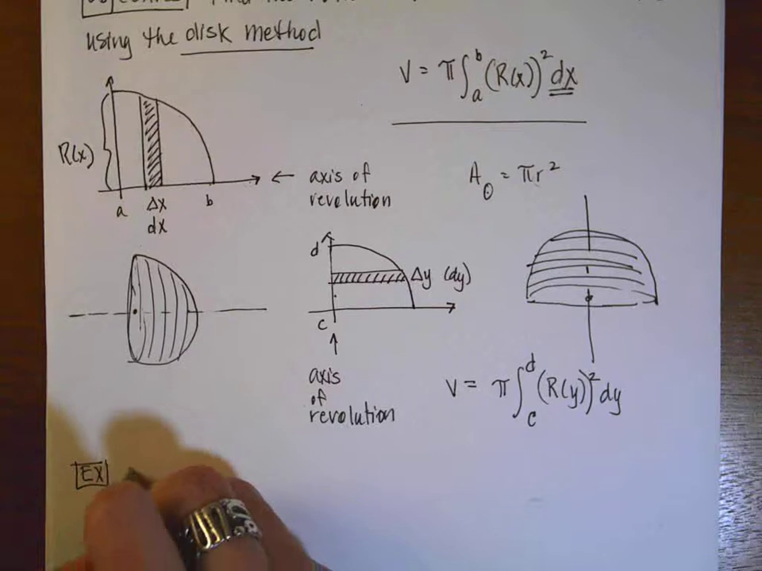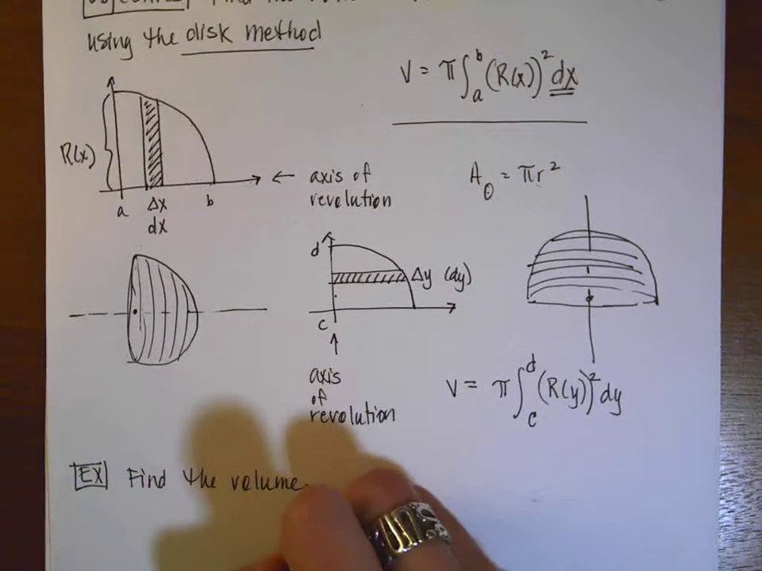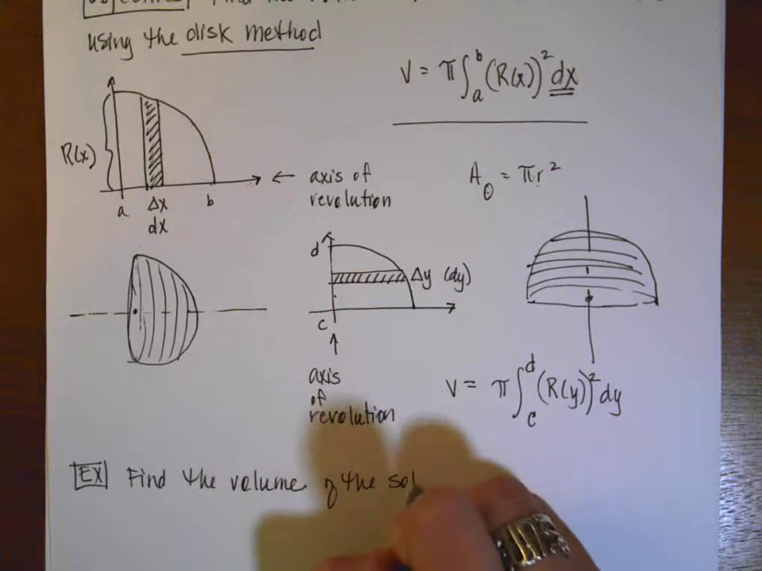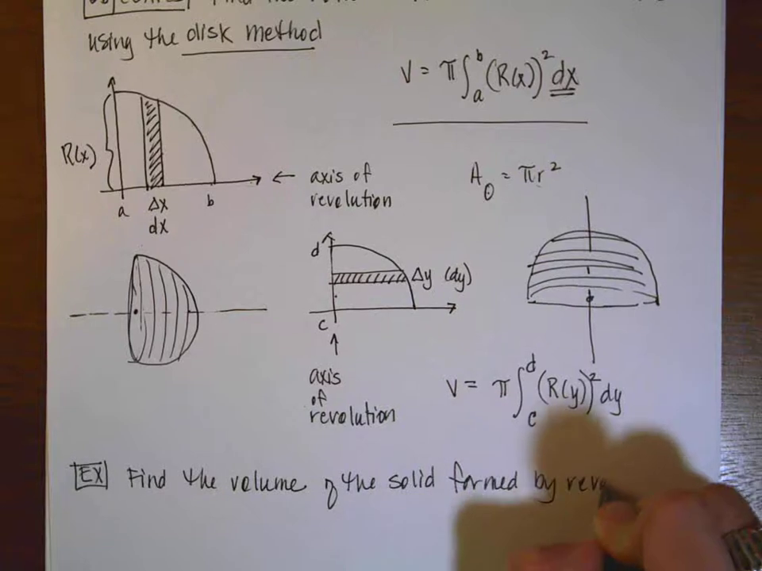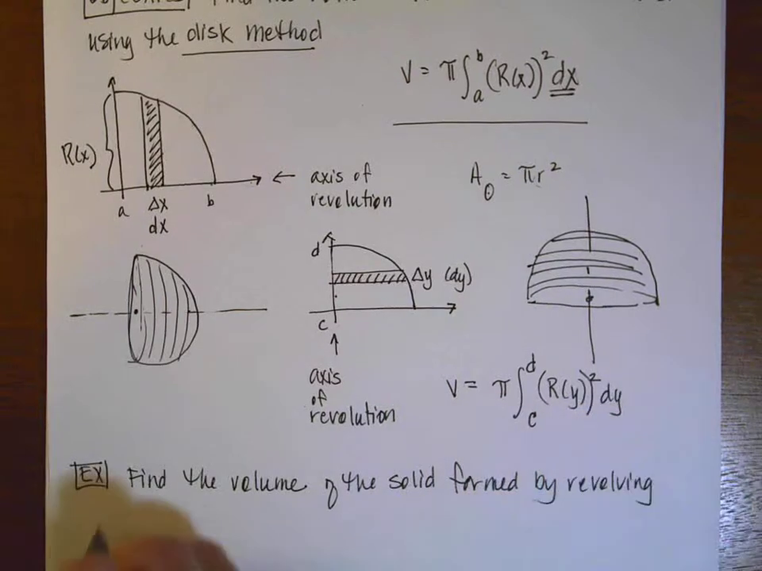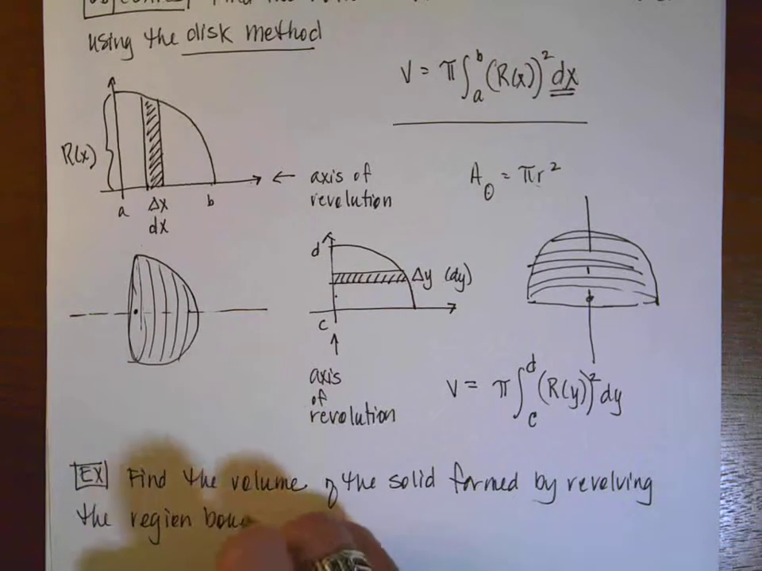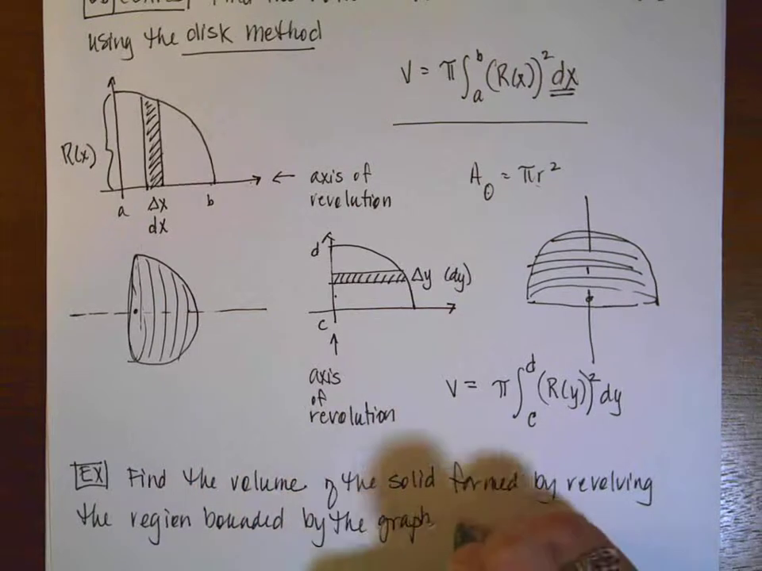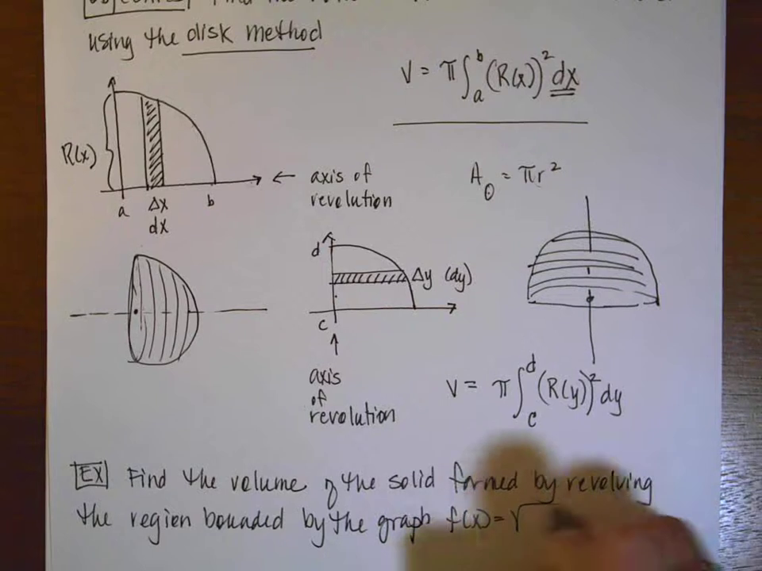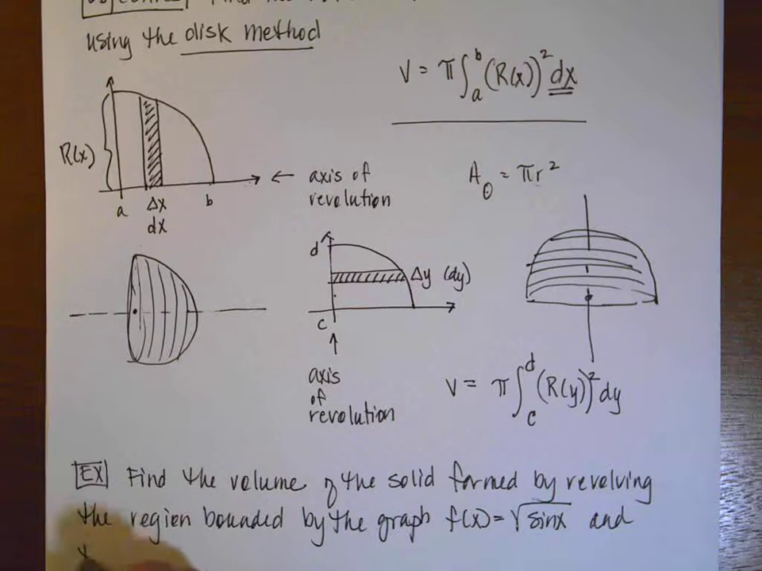So for your first example, sorry, these problems take a little bit longer to write in the beginning. Find the volume of a solid formed by revolving the region, so many words, bounded by the graph f of x is equal to the square root of sine of x, that's cool, and the x-axis, which is nice.